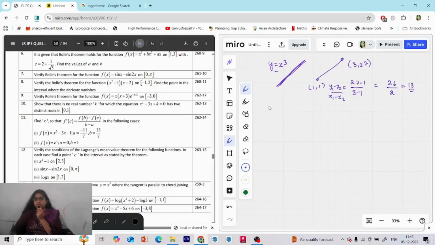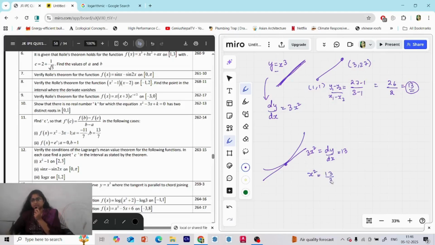Okay, so what do we see? dy by dx, if we differentiate the function, is equal to 3x square. So as the curve goes, when we differentiate the curve we get the slope, and the slope is 3x square. Okay, and what are they saying? This slope value is 13, so 3x square is equal to dy by dx is equal to 13. That leaves us with x square is equal to 13 by 3. X is equal to under root 13 by 3.